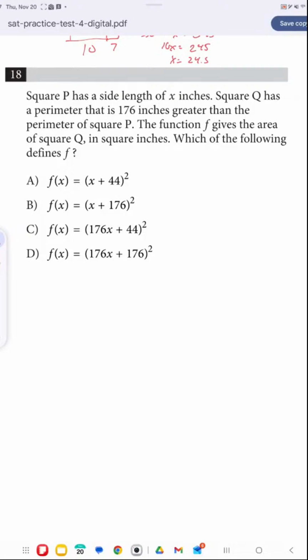Question 18 says square P has a side length of x inches. Square Q has a perimeter that is 176 inches greater than the perimeter of square P. The function f gives the area of square Q in square inches. Which of the following defines f? So we have two squares. This is P, this is Q. The length of P we don't know, that's x. And the length of Q is x plus 176 divided by 4.